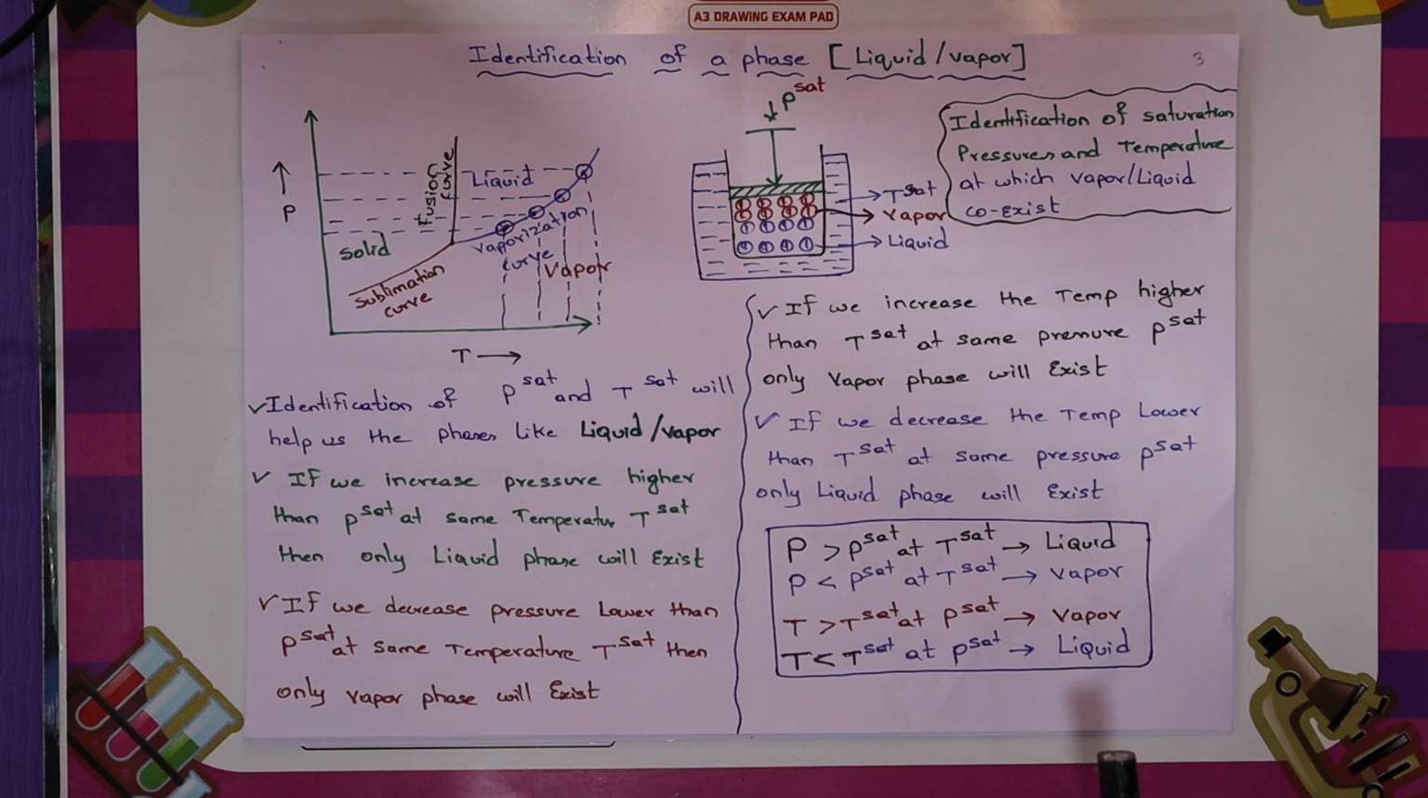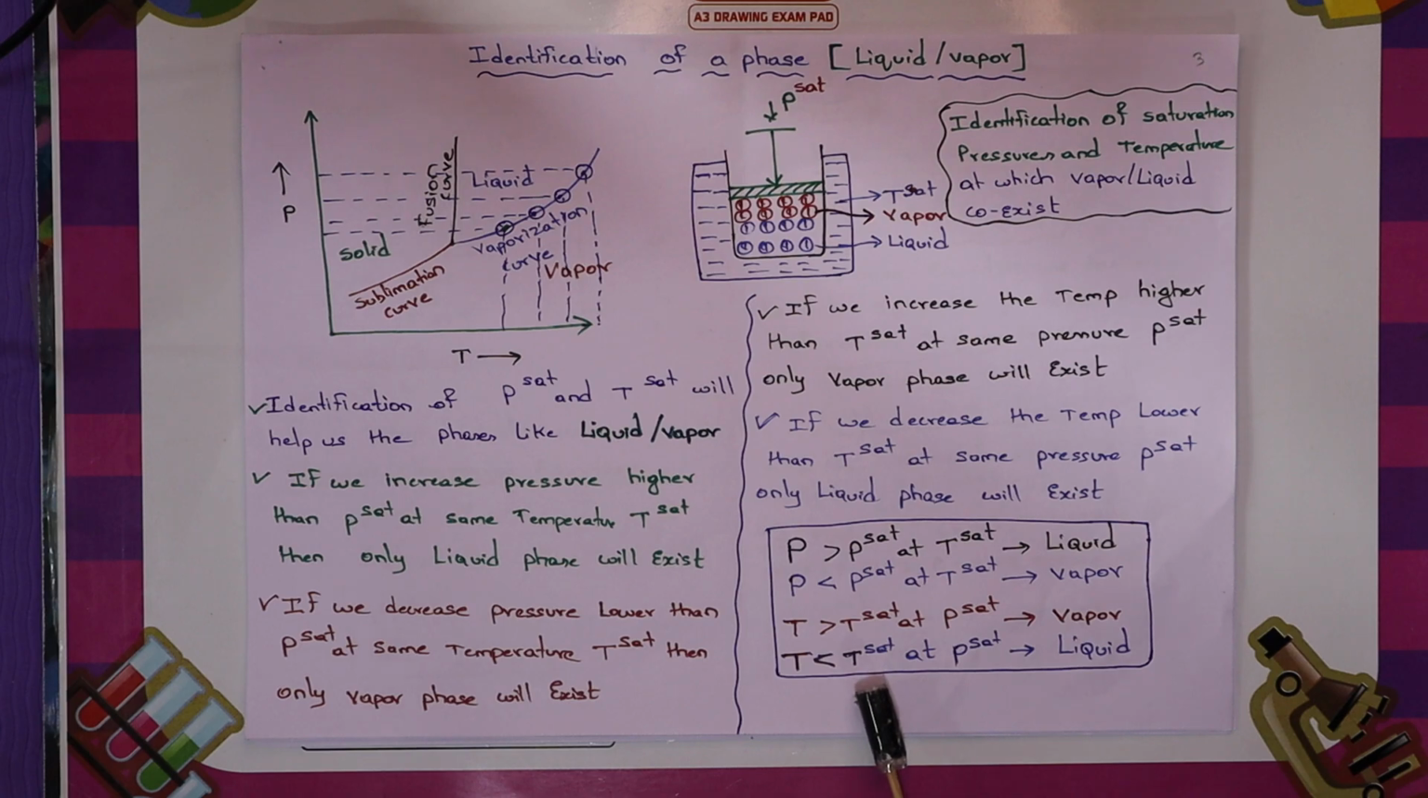So in summary, if the system is at Tsat and Psat and you maintain the pressure higher than Psat at the same temperature, the system will consist of only the liquid phase. When the system is at Tsat and Psat, if you reduce the pressure at the same Tsat, only vapor will exist in the system. And if you increase the temperature at the same pressure, only vapor is going to exist.